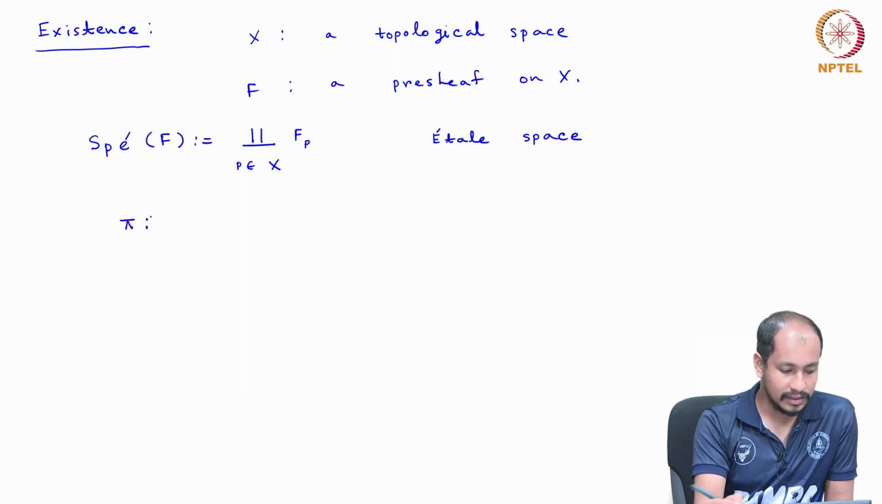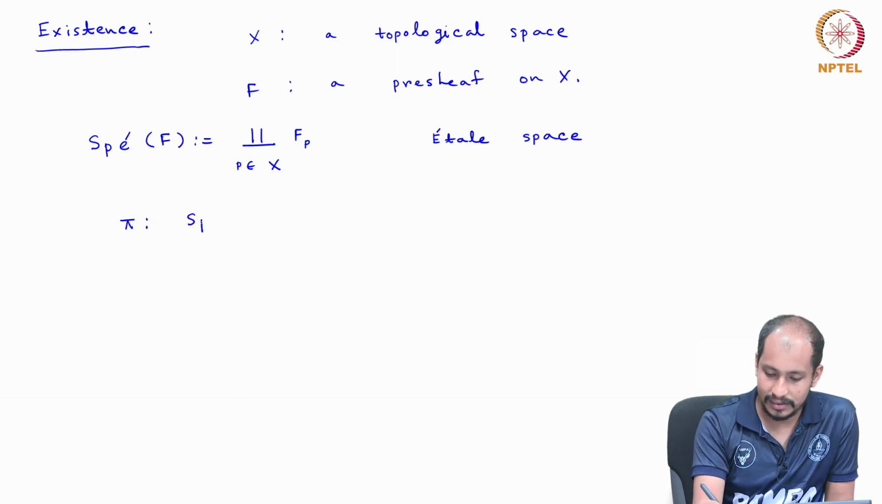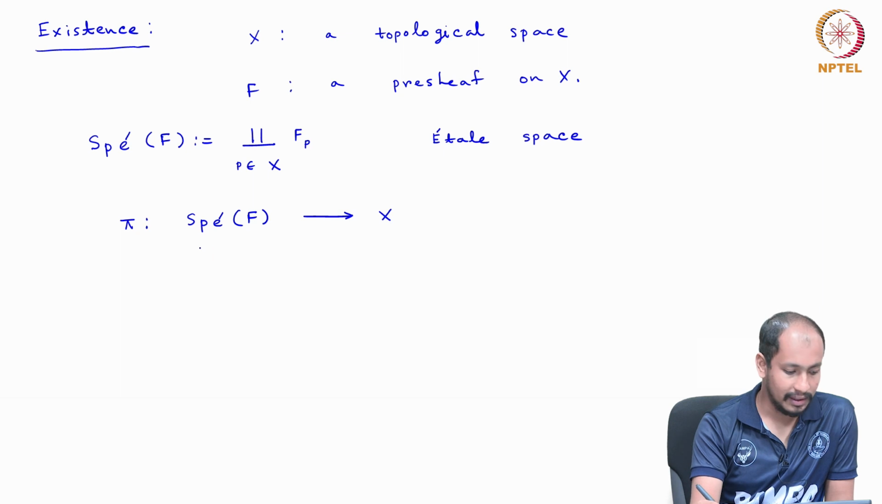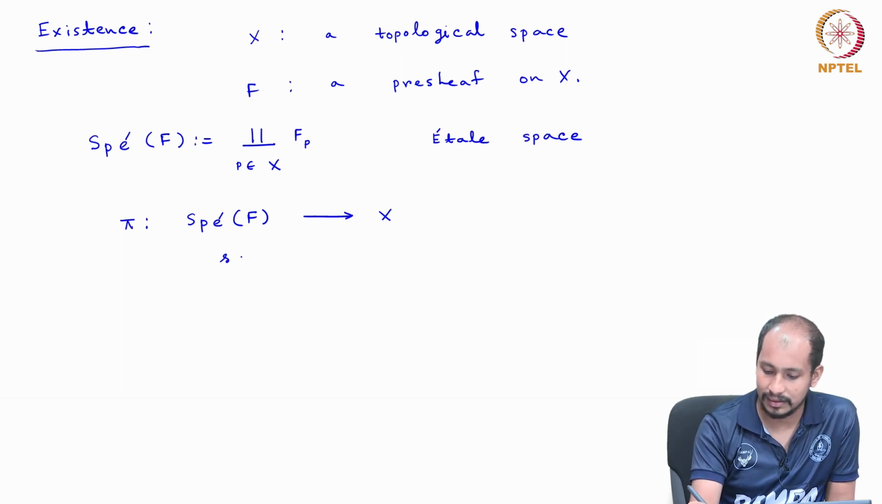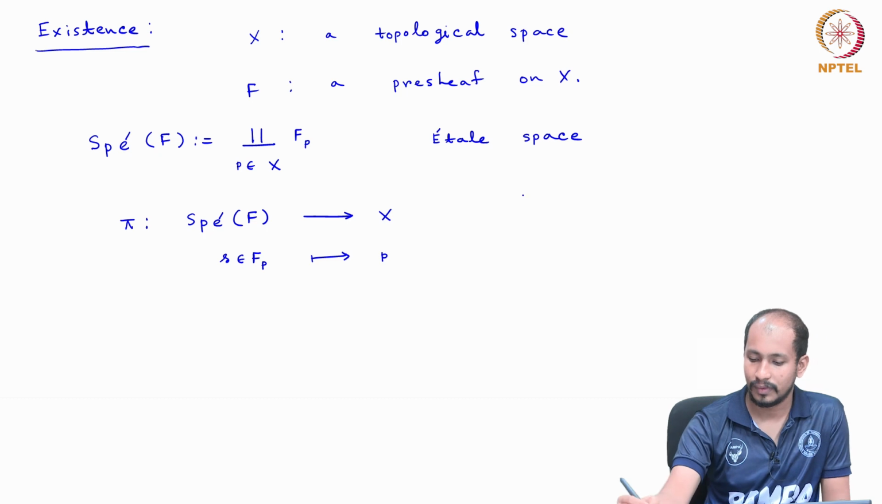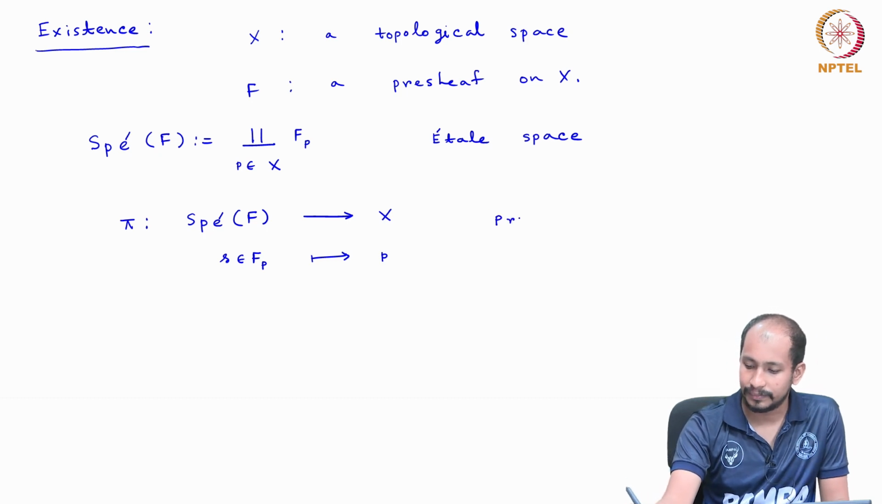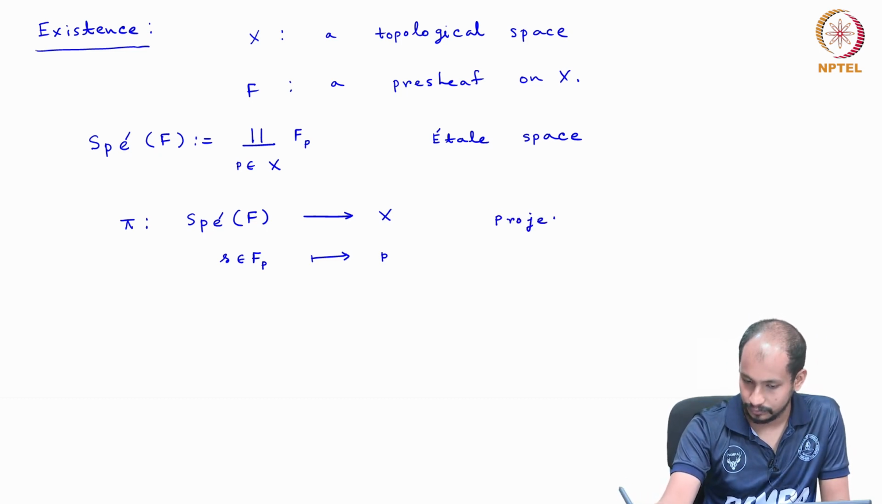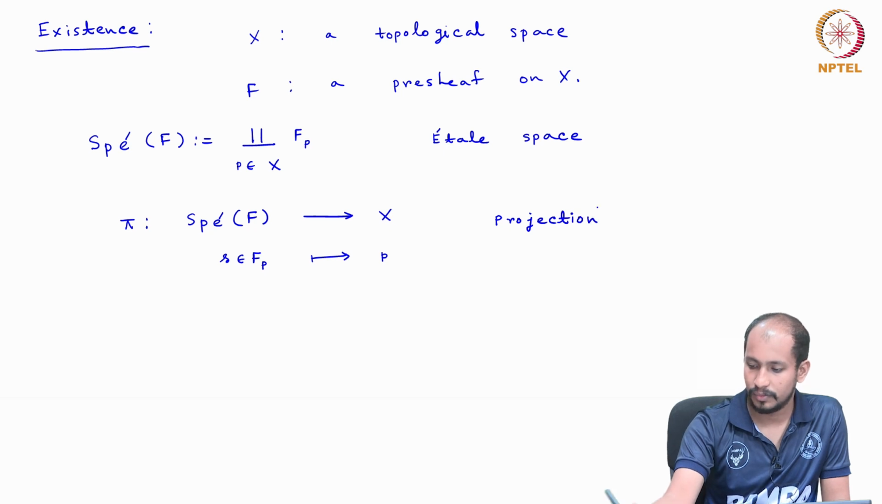Now, consider this map pi from this Etale space of F to X, where each s inside F_p goes to the point p. This is called the projection map.